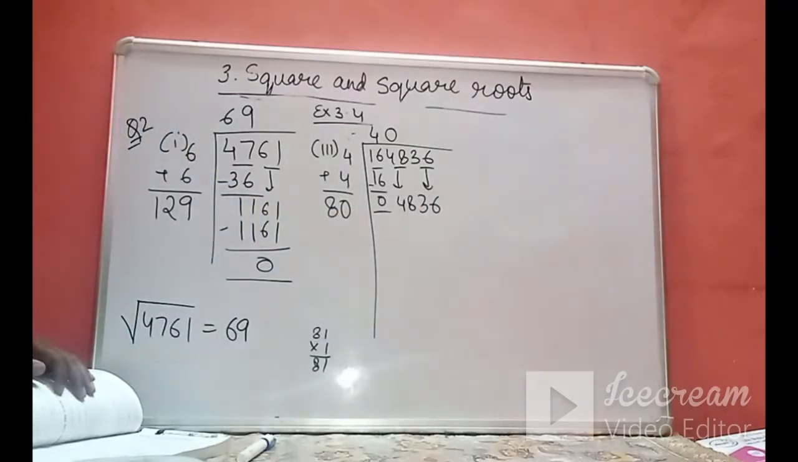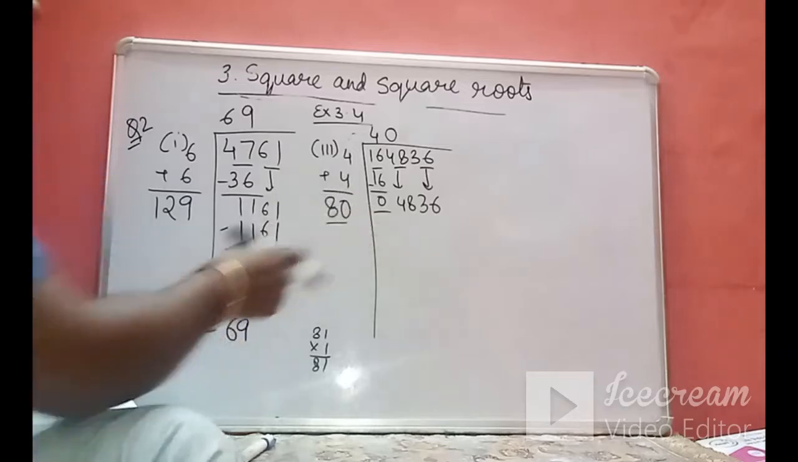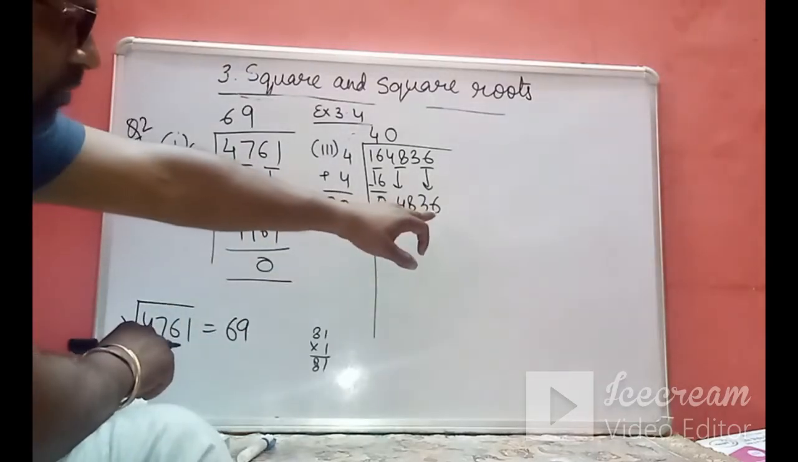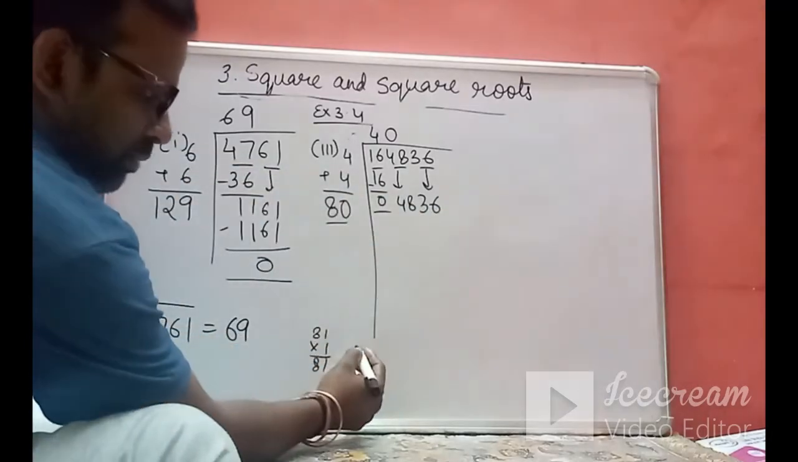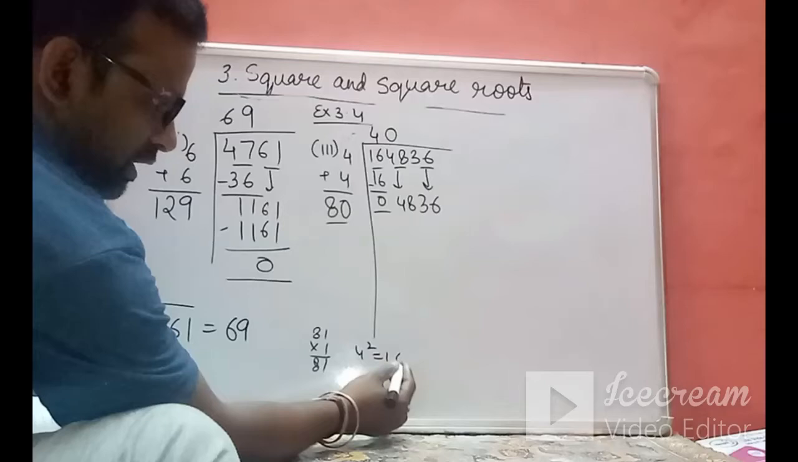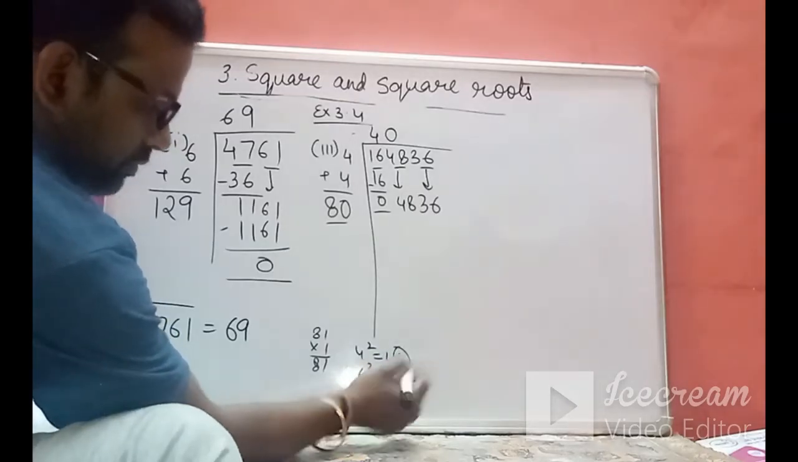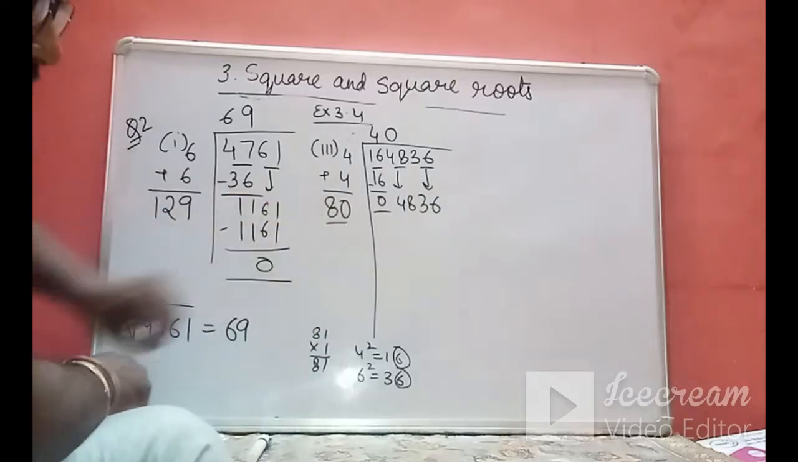Okay, 4836 now. Understood? Now this is 80. Now we have to put a number after 80. Now you just check the unit digit of this. This is 6. So 6 is the unit digit in which two numbers? 4 square was 16, and 6 square. So either I can put here 4 or I can put here 6.